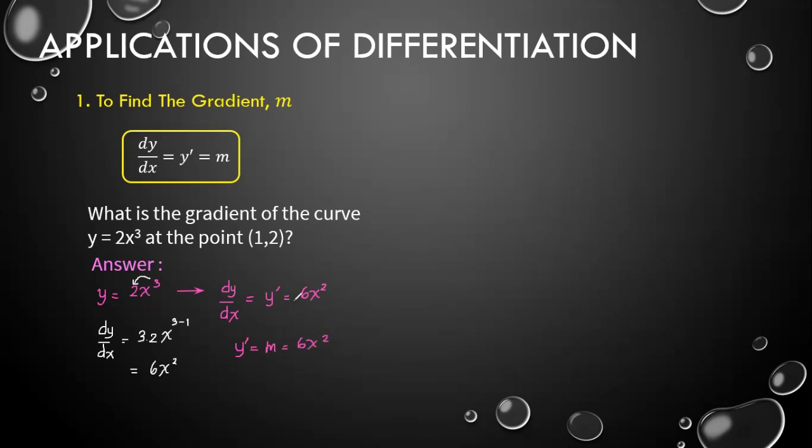Okay. The point is (1, 2), right? When x equals 1, we insert x equals 1 into this first derivative. So we find m equals 6 times 1 squared, so the gradient is 6. That's very easy, right? So the first application of differentiation is to find the gradient.